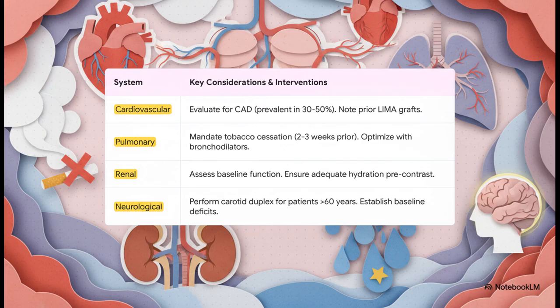That's a disaster. For the kidneys, the absolute cornerstone is hydration before they get that big bolus of contrast. And neurologically, getting a crystal clear baseline is everything. If you don't know where the patient started, you'll have no idea if a new postoperative deficit is actually new.